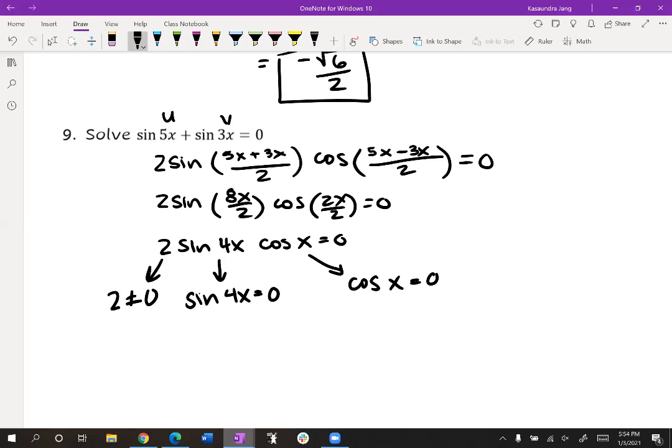So let's take a look at this real quick. Sine hits 0 on my unit circle here at 0 and at pi, but that's when sine of x equals 0, right? But I don't have sine of x, I have sine of 4x. So my point is this is going to happen like 4 times as often.